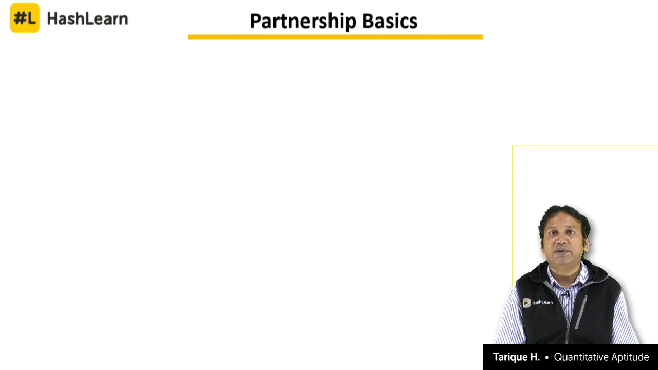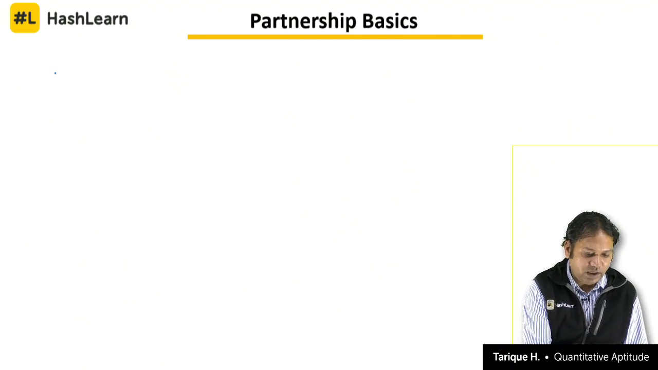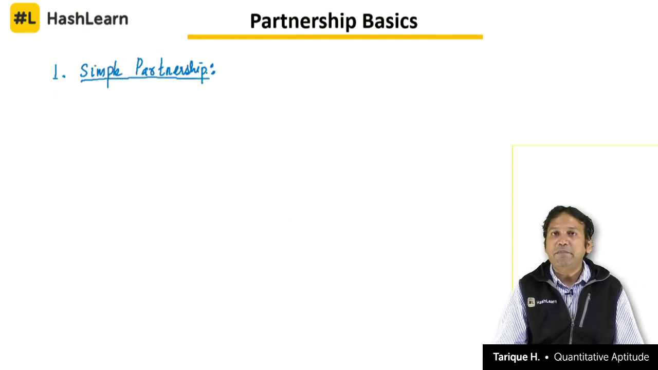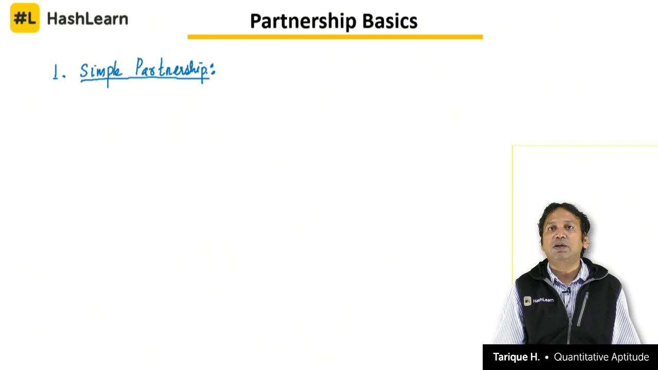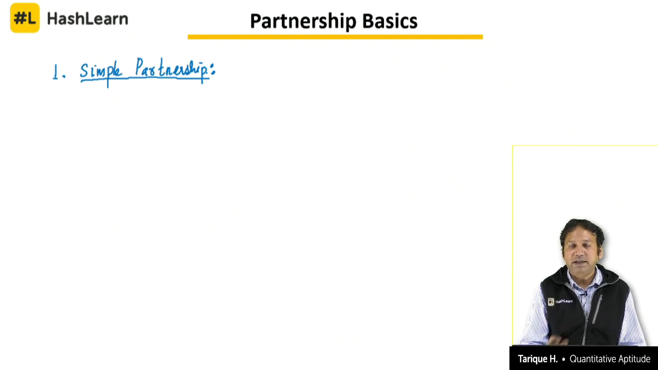There should be at least two persons for us to call it a partnership, and there are two types of partnership. First we'll look at the concept of simple partnership. A simple partnership is one where all the partners invest the money for the same period of time, and the amount invested also remains constant. So the amount that each partner invests remains constant, and all the partners invest for the same period of time. Then we say that it is a case of simple partnership.